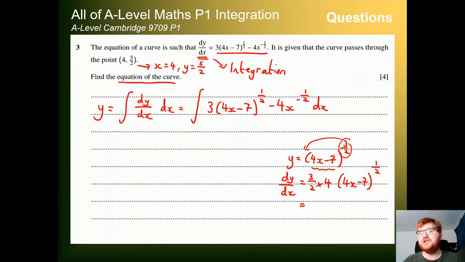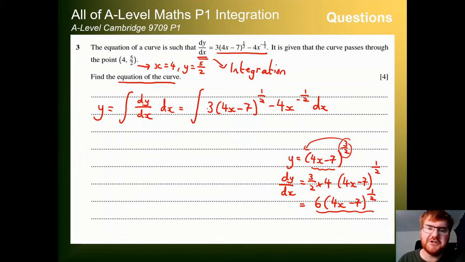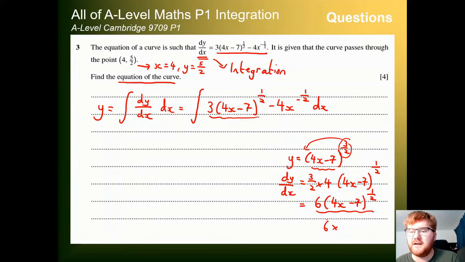A little bit of simplification here. Well, 4 times 3 is 12. 12 divided by 2 is equal to 6. So this here becomes 6. And then we get the rest as wanted. Notice, however, we don't have 6 lots of 4x minus 7 to the power of a half. We actually have 3 lots of 4x minus 7 to the power of a half. So now I say to myself, what do I multiply 6 by to get to 3? Well, that's going to be a half.